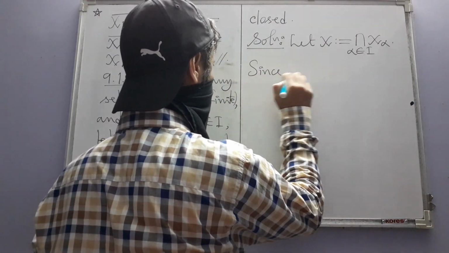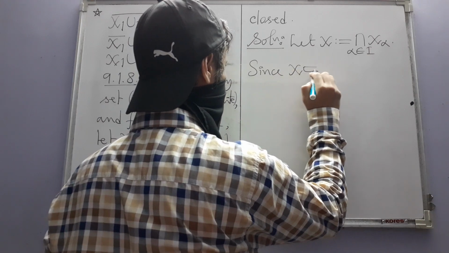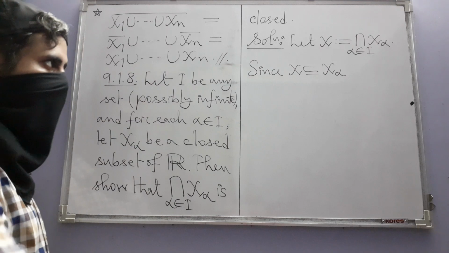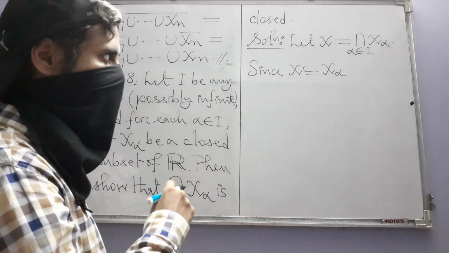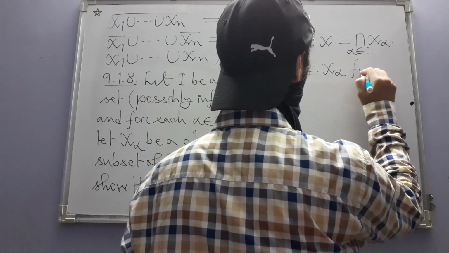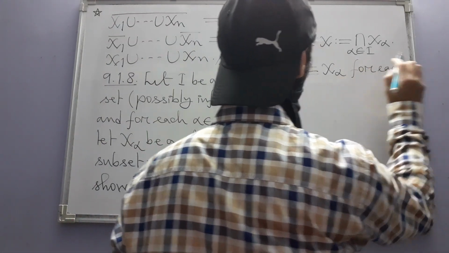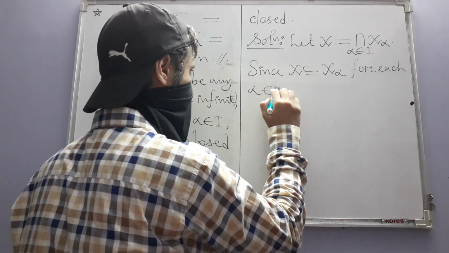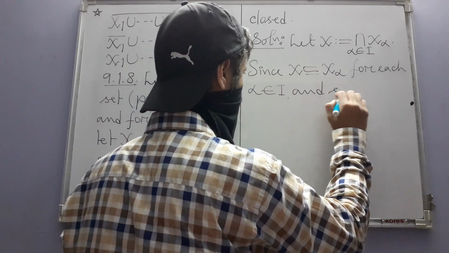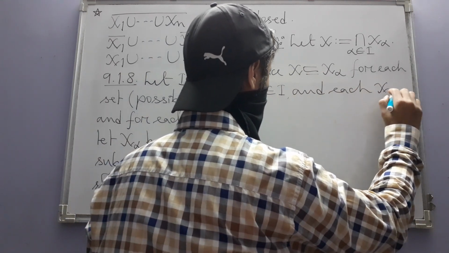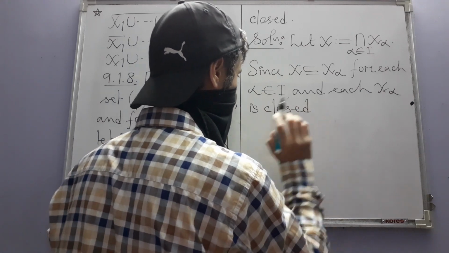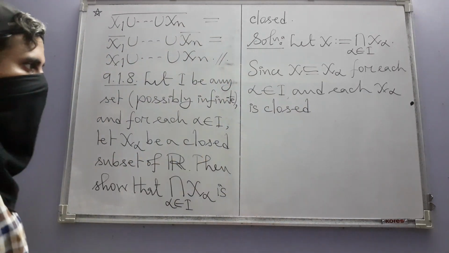since X is a subset of X alpha. Why? Because X is their intersection, so X is in fact contained in each X alpha as a subset, for each alpha in I, and each X alpha is closed. That is already given.